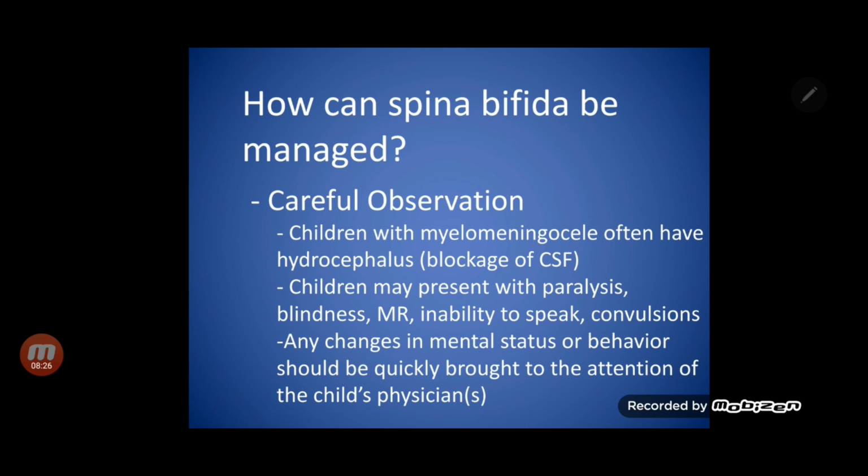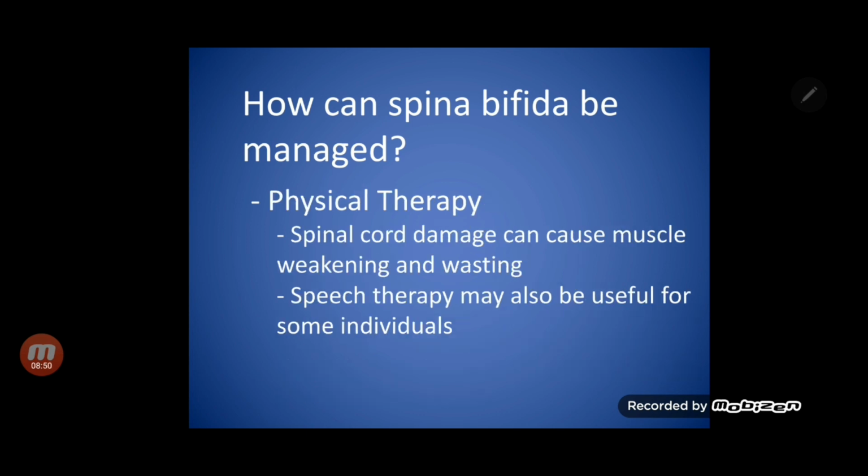Careful observation is very important. Children with myelomeningocele often have hydrocephalus, which is a blockage of the CSF, and the children may present with paralysis, blindness, mental retardation, inability to speak and convulsions. Any changes in mental status or behavior should be quickly brought to the attention of the child's physician.